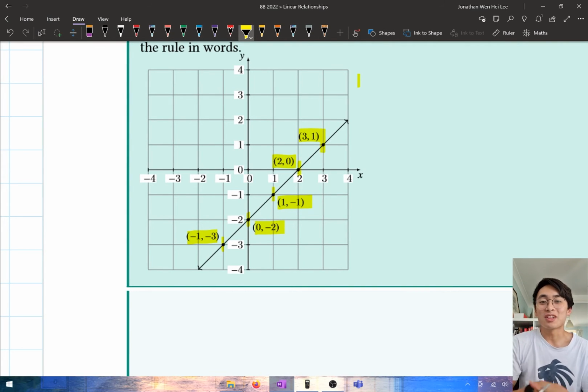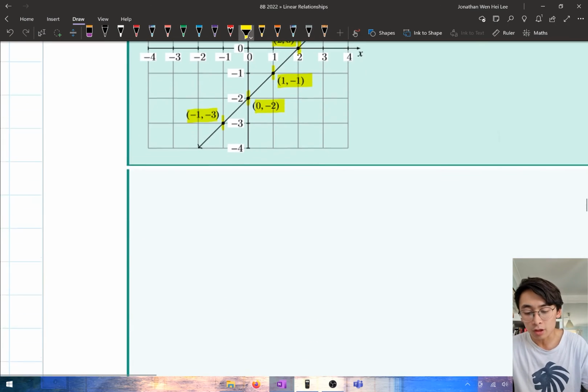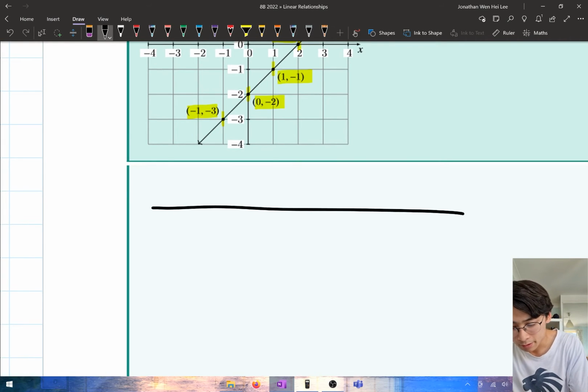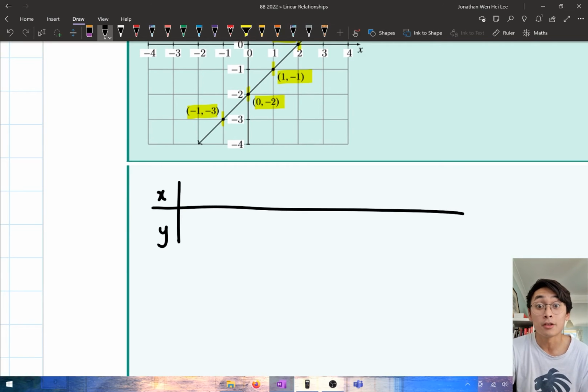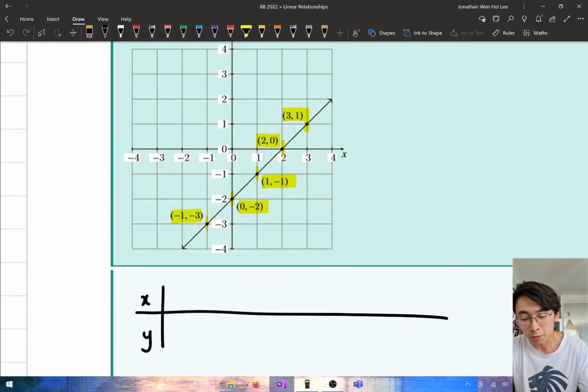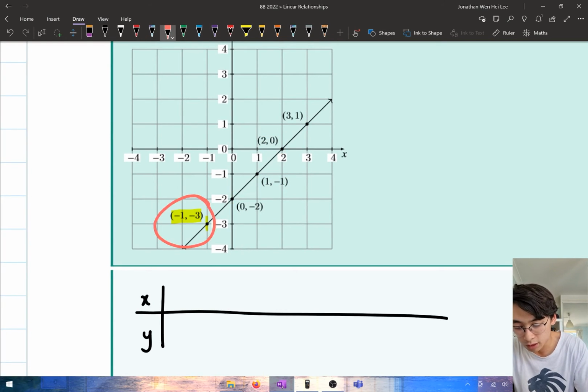So what we're going to do is identify them from left to right and actually fill in a table of values. So I'm going to draw up here, I'm going to write X and Y. I'm going to fill in my table of values with these coordinates. So let's start on the left. The first point is this point down here on the very left. This one here, -1, -3.